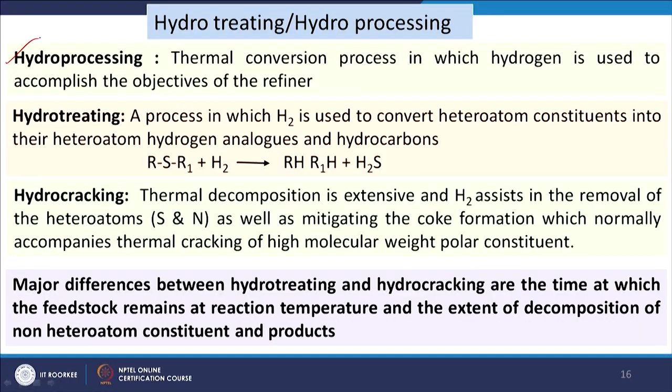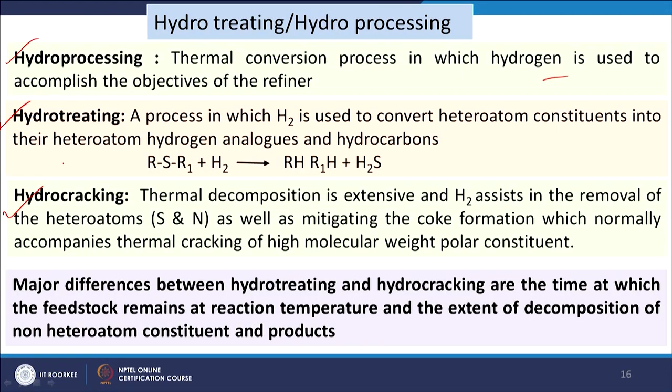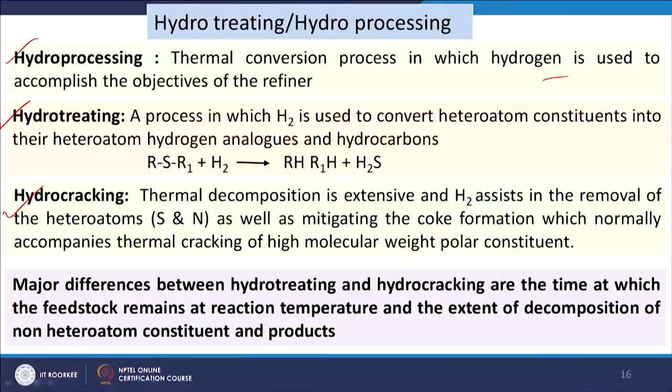Now, we will discuss hydrotreatment, that is, how hydrogen is used to remove impurities. In terms of hydrotreatment, we can term it as hydroprocessing. Hydroprocessing is a thermal conversion process in which hydrogen is used to accomplish the objectives of the refiner. It can be of two types, one is hydrotreating and another is hydrocracking. Hydrotreating means we provide hydrogen under such conditions for a certain duration that only sulphur and nitrogen compounds will be separated.